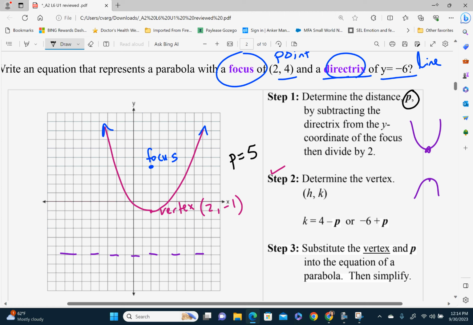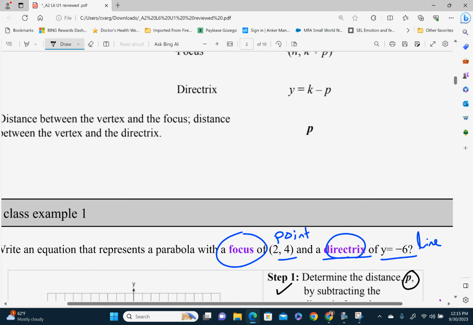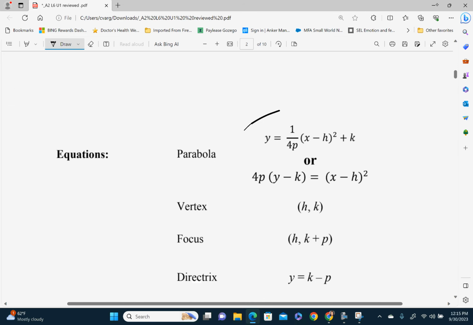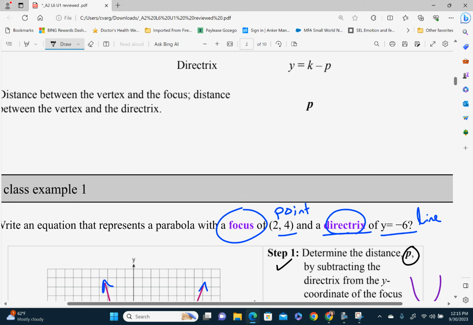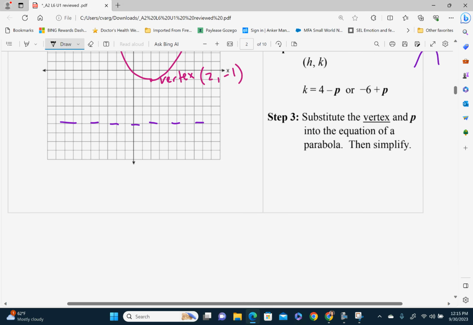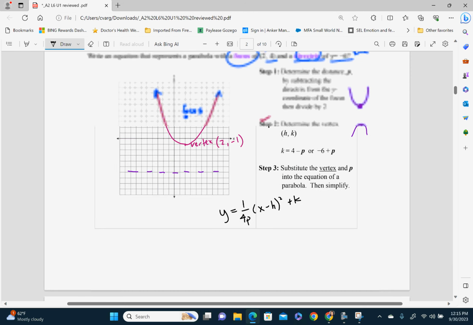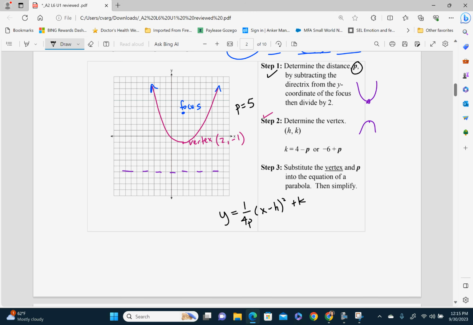All right. So we've determined the p, we found the vertex, and now we're going to substitute our vertex and our p into our formula. Let's go back over here. Here's our formula, right? I prefer to use this one right here. So we have, let's write this down, y equals 1 over 4p times (x minus h) squared plus k, okay? There's our formula. The next thing we're going to do is plug in things, right?